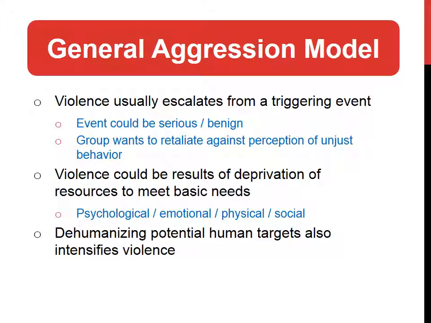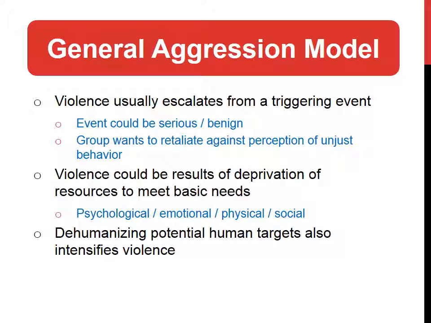According to this model, violence usually escalates from a specific triggering event. And this event will either be a serious event or a very benign event that is perceived to be hostile in nature. If the individual or group perceives the action to be unjust or unfair, the individual or group may want to retaliate against the perpetrator or perpetrators. The model also suggests that violence could be a result of the deprivation of resources to meet the basic needs, and these basic needs could either be psychological, emotional, physical, or social in nature. Finally, the model also suggests that when potential human targets are dehumanized, it also is likely to intensify violent behaviors.